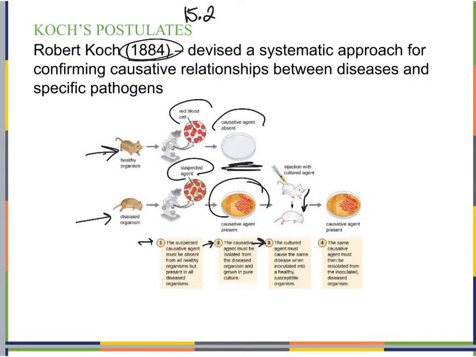Then when they're diseased, step four is that the same causative agent must be re-isolated from the inoculated diseased organism. So we then have to be able to take it out and do these steps here on the second organism. And then that is going to allow us to confirm a relationship between the disease that we're seeing, with its signs and symptoms, and a particular pathogen.